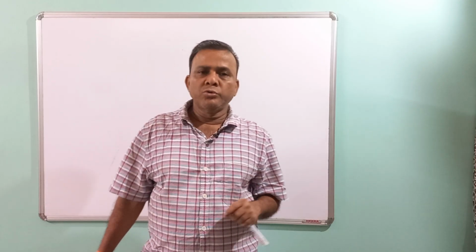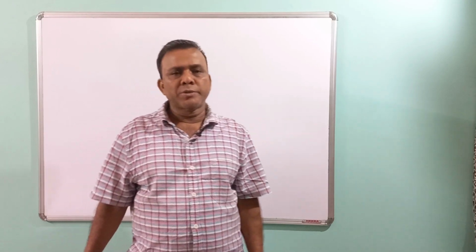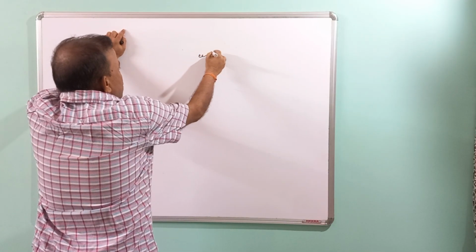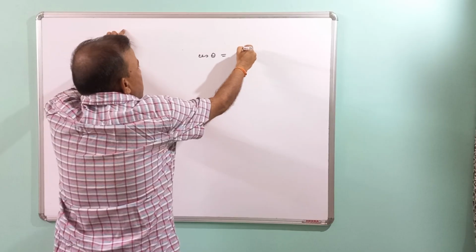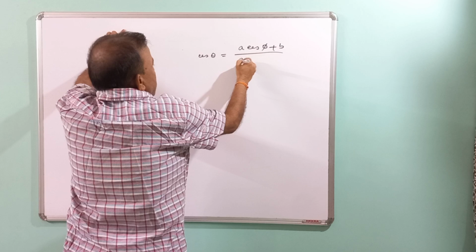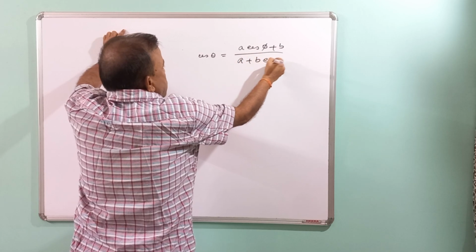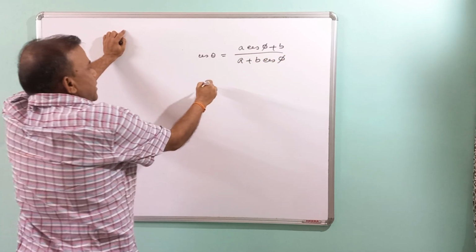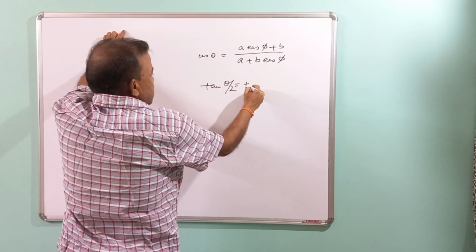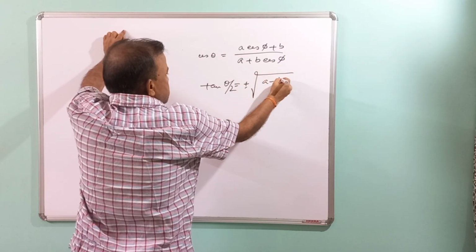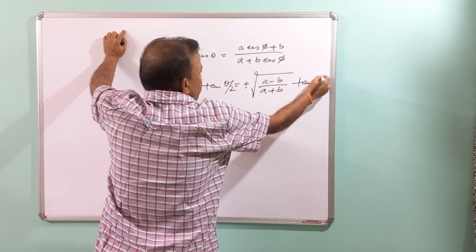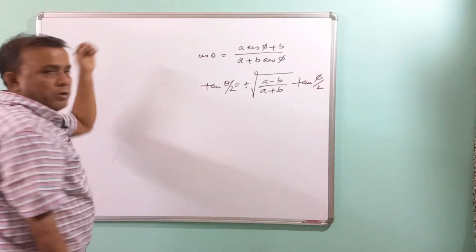Okay. Now we are going to discuss a trigonometric related chapter, submultiple angle. The problem is: cos theta equals (a cos phi plus b) by (a plus b cos phi). Then show that tan theta by 2 equals plus minus root under (a minus b) by (a plus b) into tan phi by 2. Okay.